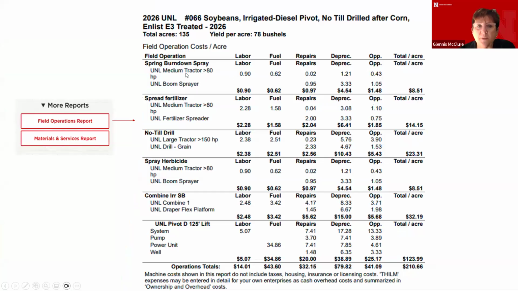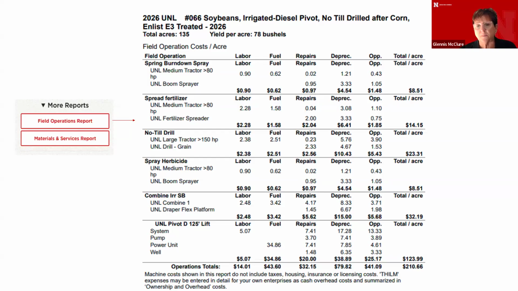And I plugged in a medium-sized tractor and a boom sprayer, and I'm getting $8.51. Labor costs, we're figuring $27 an hour. Fuel costs, as I mentioned, are figured about $2.70 on diesel. But repairs, depreciation, and opportunity costs are part of the deal. These are ownership costs. Of course, we've got repair costs, and we use engineering formulas in the background on this in our budget system.